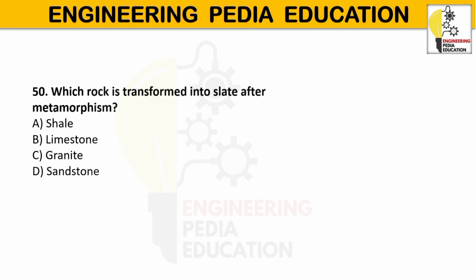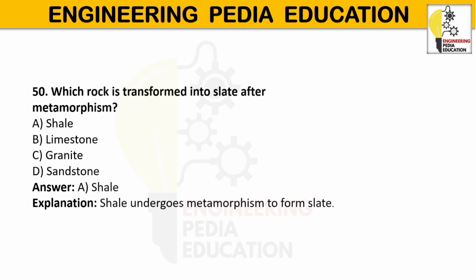Which rock is transformed into slate after metamorphosis? Metamorphosis is a process in which heat and pressure are applied to rock to change its texture. The options are slate, limestone, granite, sandstone. So the correct option is shale. Shale undergoes metamorphosis to form slate.